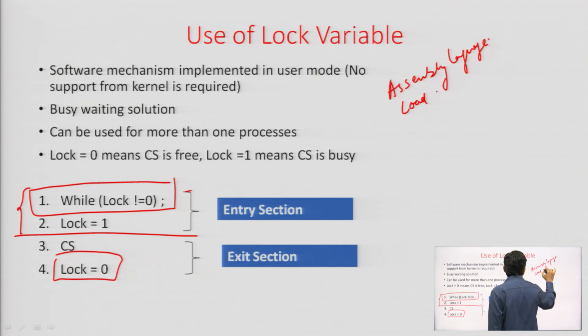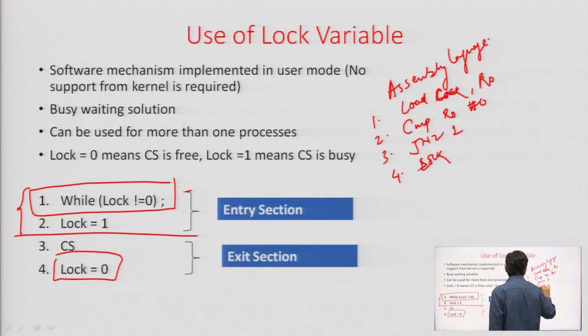Statement 1: load the value of lock in, let us say, some R0. Statement number 2 says compare R0 with 0. Third says jump if not 0 to statement number 1. Fourth is set #1 in lock, and if it is so, enter the critical section, and while exiting the critical section, set 0 value in the lock.